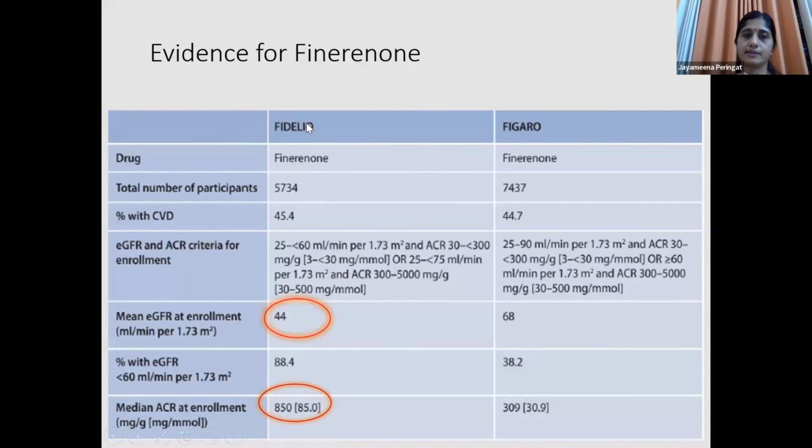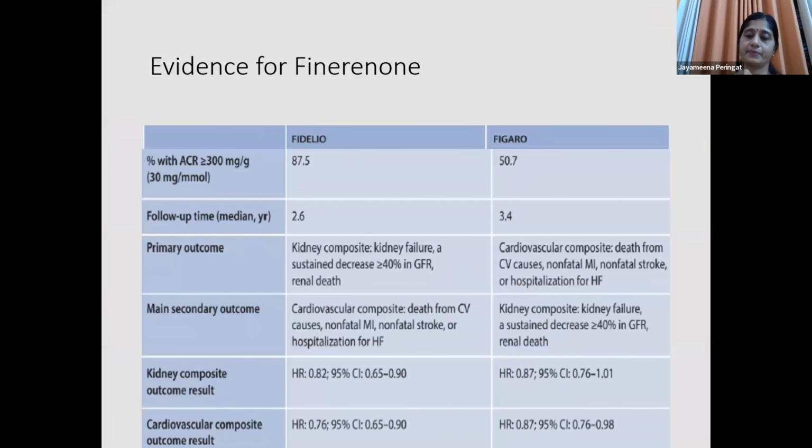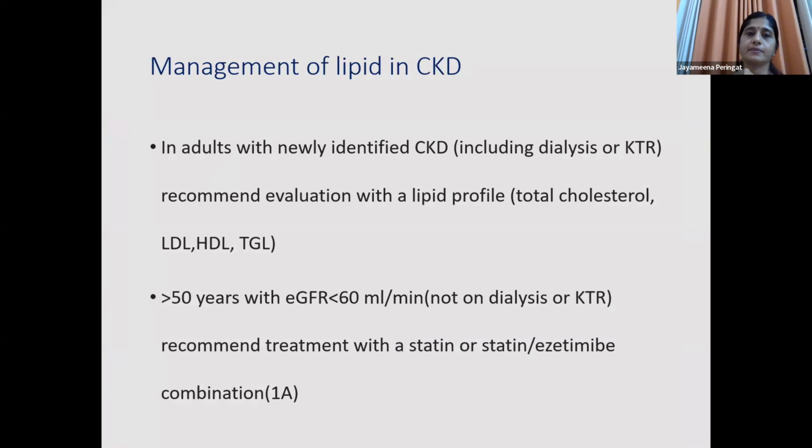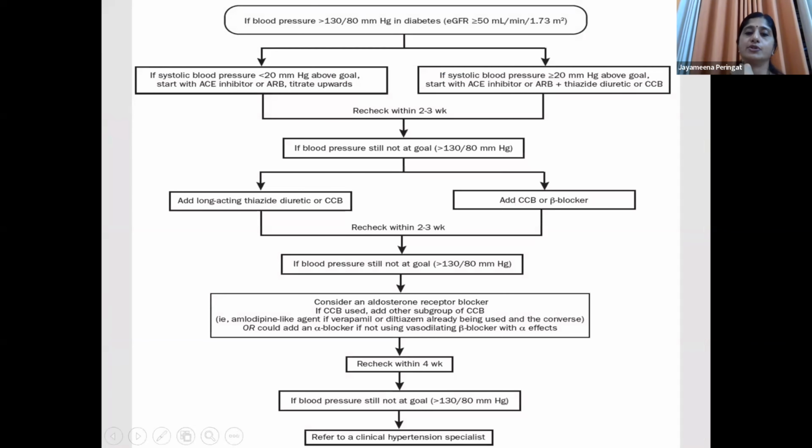This FIDELIO trial is for the kidney, and it showed a mean GFR of 44 at enrollment and ACR of 850. And in the FIGARO trial, you can see the changes in the GFR and ACR. So basically, it should be given to people who don't achieve blood pressure control or who have persistent albuminuria. Of course, potassium should be monitored even more closely.